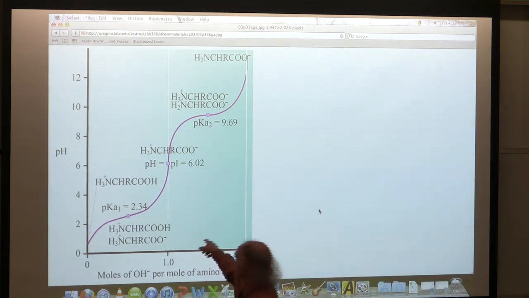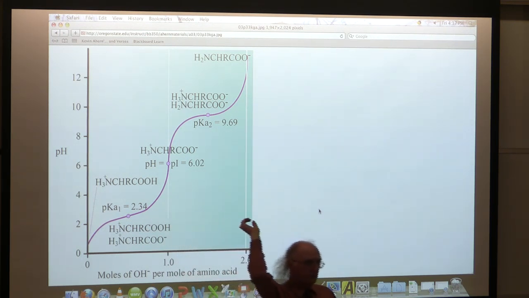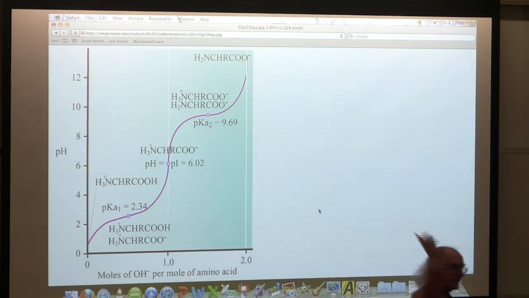Now, I think you should be able to draw and interpret graphs like this. I'm going to tell you what PI is in a second. Okay? But these are fairly straightforward. Protons are coming off one at a time. Yeah? Why does the carboxylic acid lose the proton before the amine? His question was, why does the carboxylic acid lose its proton before the amine? It's because the carboxylic acid has a pKa that's lower. pKa determines, if you recall, the strength of an acid.